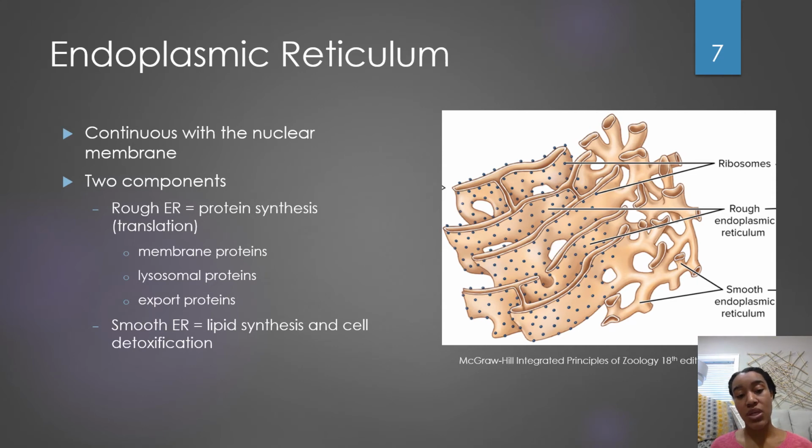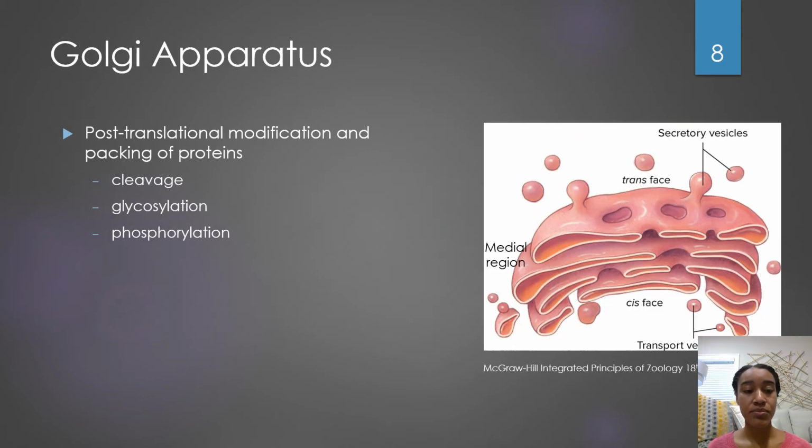And then you have the smooth ER, which is responsible for lipid synthesis and cell detoxification. Then you have the Golgi apparatus. So the Golgi is actually more interesting than I think most people give it credit. It's responsible for post-translational modification of proteins and packing of proteins.